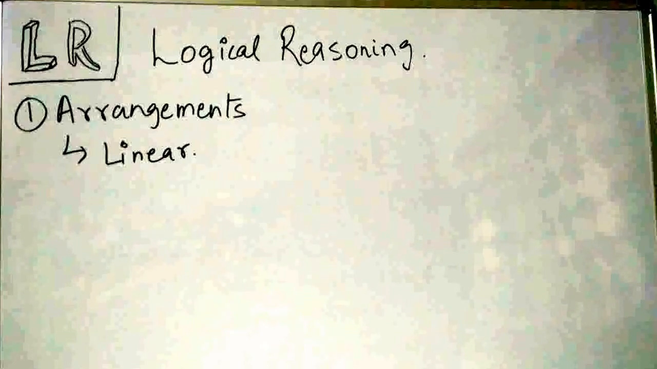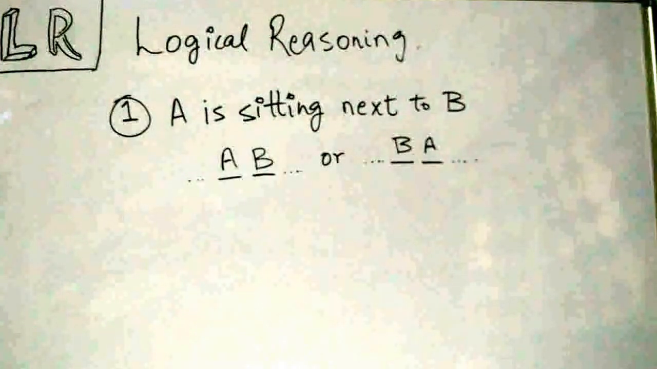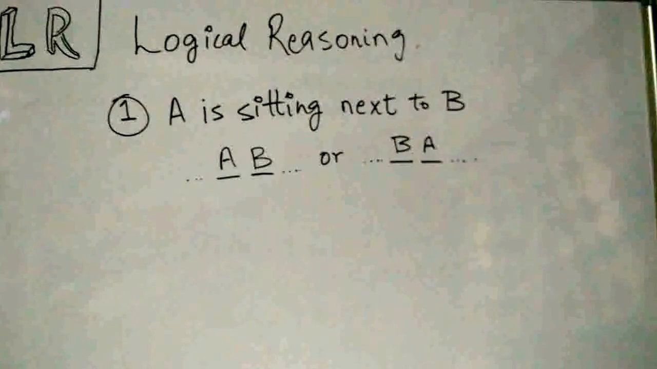Before we start solving sets based on linear arrangement, there are a few terminologies that we need to understand. First, when we say that A is sitting next to B, it means that A and B are adjacent to each other. This could be either the AB or BA case, right? As you can see in the image, we have placed both A and B together. It does not matter whether A is on the left and B is on the right when it's only given that these two are just sitting next to each other.